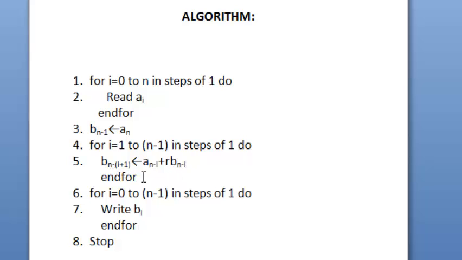And then we again end this for loop, and then we start our third for loop with I initialized to 0 up to n minus 1. In steps of 1 we write bi, and then we again end this for loop, and this is the end of our algorithm. That's all.